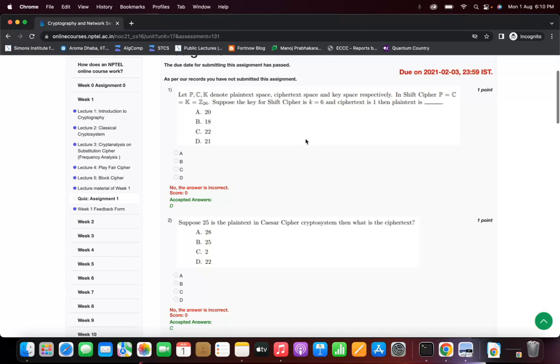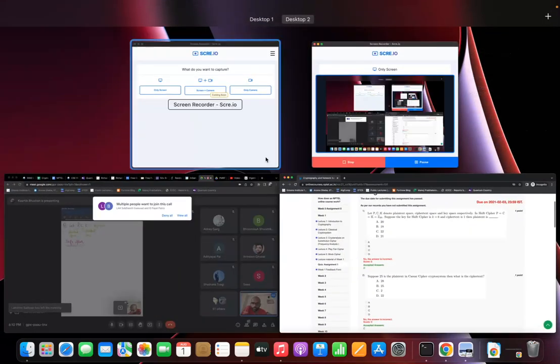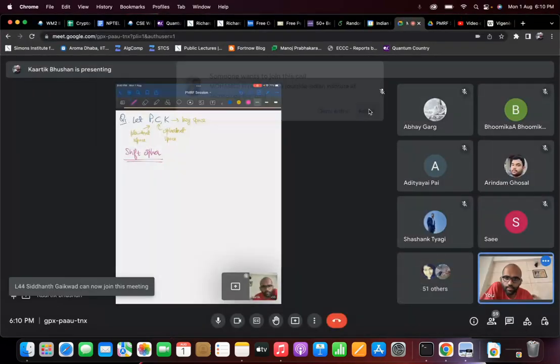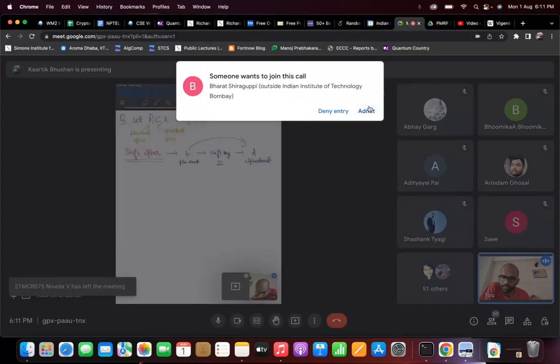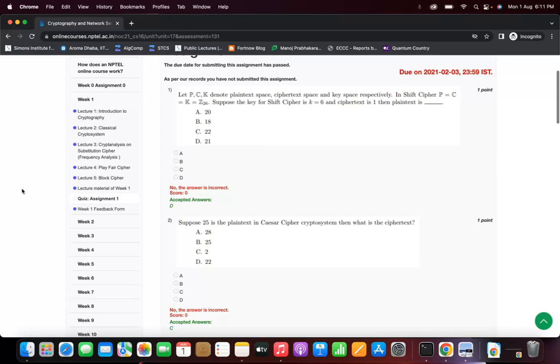So what is a shift cipher? A shift cipher is a cipher in which, if your plaintext is B, let's say, a single letter, and the shift key is 2, then the ciphertext would become D. You shift B by two positions and you get D, and that is the ciphertext. So this is what a shift cipher is.